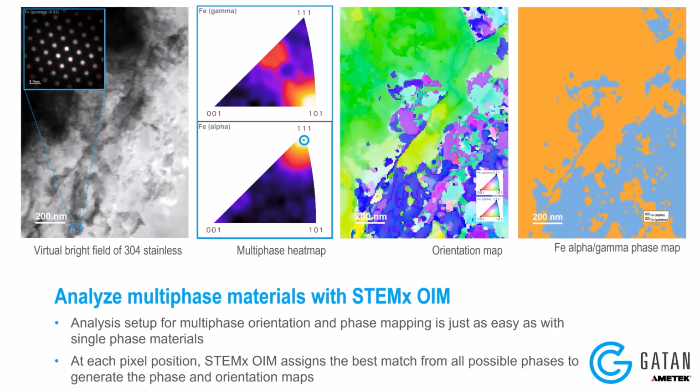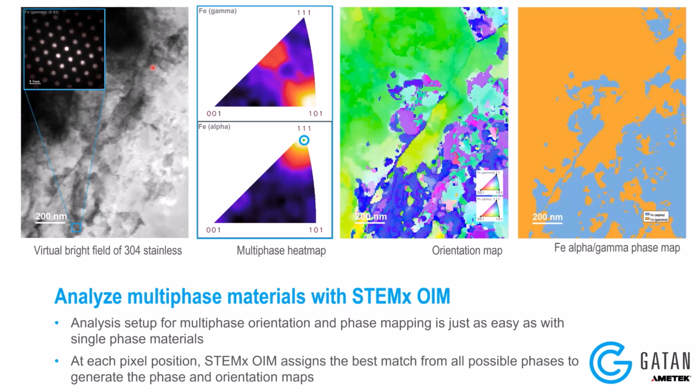Of course, we can do more than just single phase orientation mapping. With STEMx OIM, we can analyze multi-phase materials relatively straightforwardly. This slide shows a really nice way of what the workflow would look like. When you have either a single phase material or a multi-phase material, we can feed a crystal structure into DigitalMicrograph, and you make a list of all the different possible phases and crystal structures that you want to do the orientation and phase analysis on. And when you have your 4D STEM data, you'll get your diffraction pattern within the 4D STEM data, and DigitalMicrograph uses a template matching approach to find the best fit diffraction pattern at each pixel position.